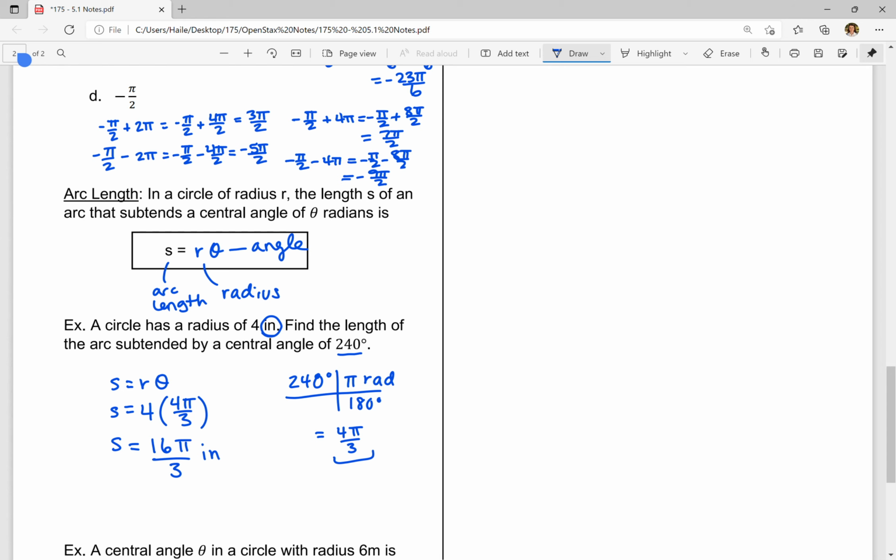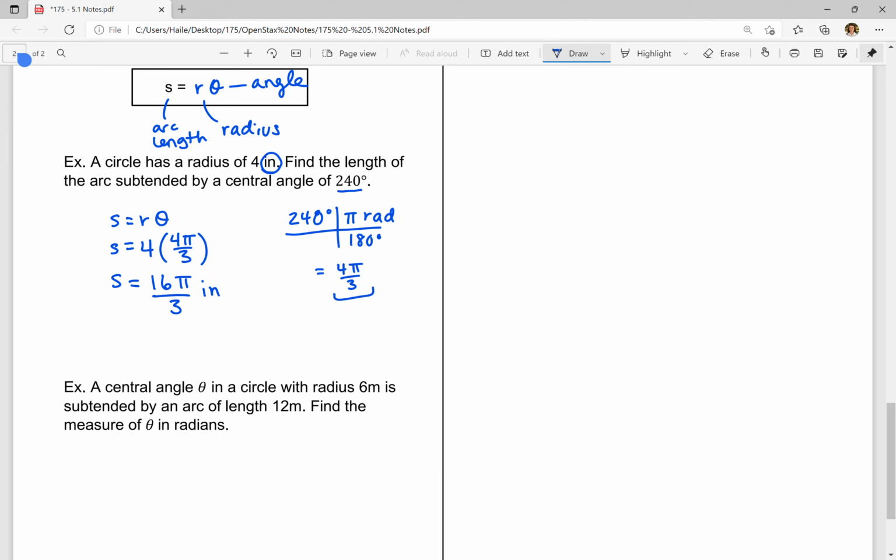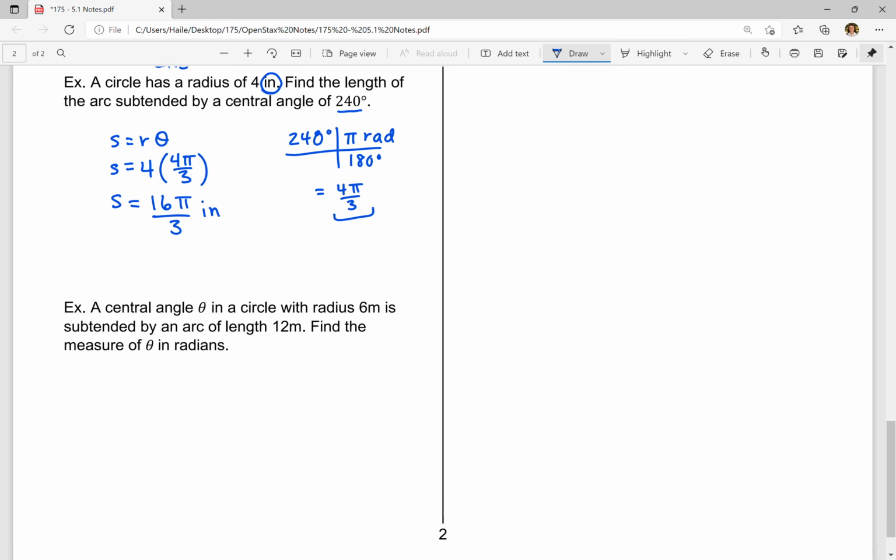Okay, let's do one more example with arc length. So in this one, we have a central angle theta in a circle with radius 6 meters is subtended by an arc of length 12 meters. Find the measure of theta in radians. So let's go ahead and write our formula. So we have S is equal to R theta.